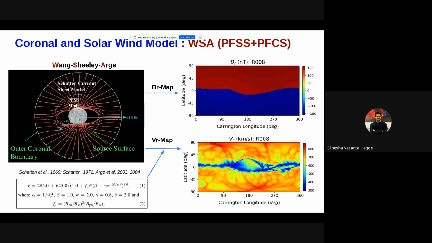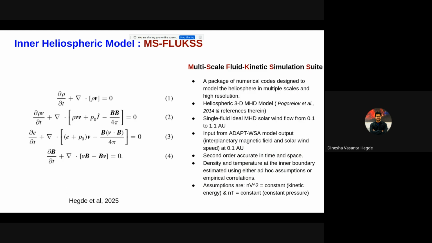So we feed these time-dependent maps and these 12 ensemble members into our simulations. Coming to MS-FLUKSS, as I mentioned, this is an ideal MHD solver, second order accurate in time and space, and we solve it between 0.1 AU and 1.1 AU to cover Earth, but it can be extended to any distance. This is a multi-physics, multi-scale, multiple fluid model, which can be applied to interstellar medium interactions as well, with multiple fluids.